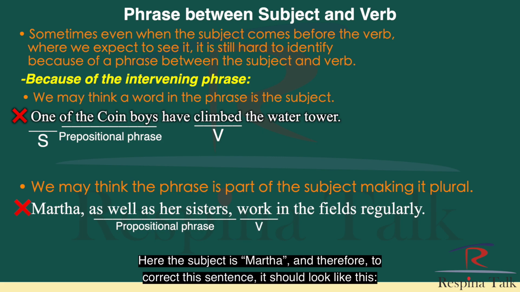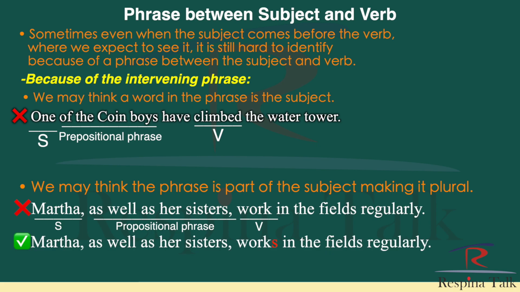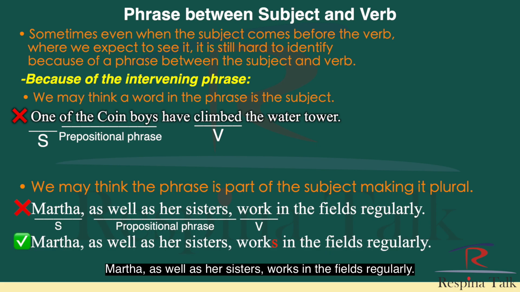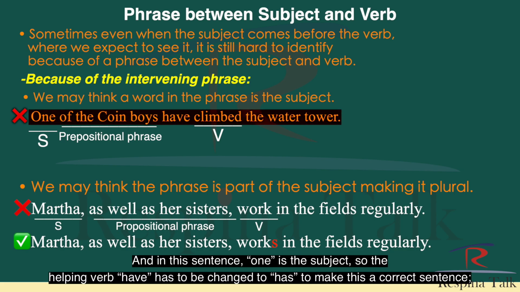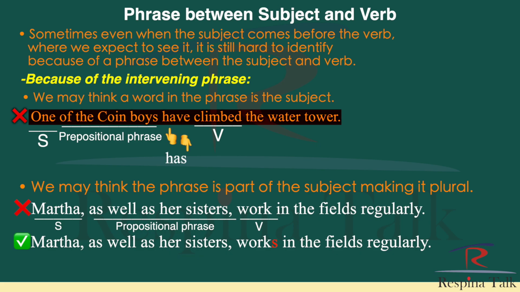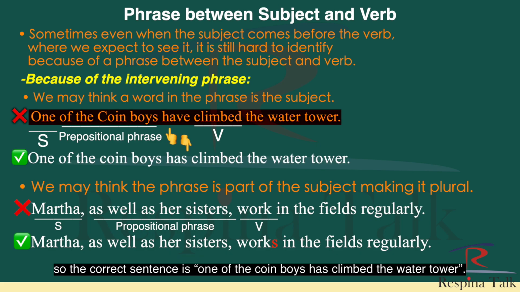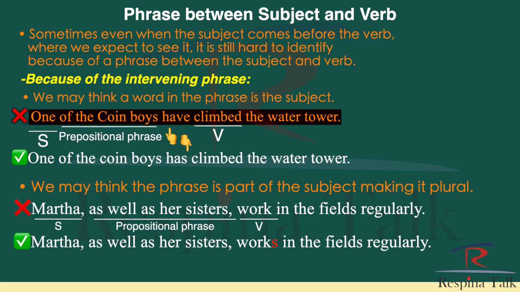Here, the subject is Martha, and therefore, to correct this sentence, it should look like this. Martha, as well as her sisters, works in the fields regularly. And in the other sentence, one is the subject. So the helping verb have has to be changed to has to make this a correct sentence. So the correct sentence is, one of the coin boys has climbed the water tower.